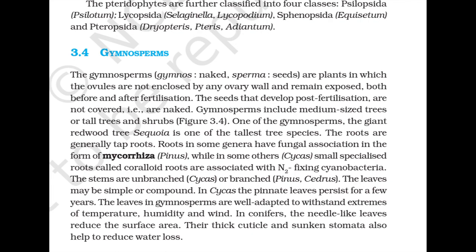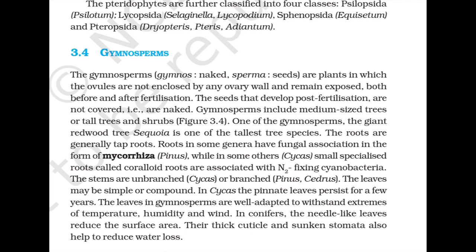The roots are generally taproots. Roots in some genera have fungal association in the form of mycorrhiza, while in some others small specialized roots called coralloid roots are associated with nitrogen-fixing cyanobacteria. The stems are unbranched or branched. The leaves may be simple or compound. In Cycas, the pinnate leaves persist for a few years. The leaves in gymnosperms are well adapted to withstand extremes of temperature, humidity, and wind.